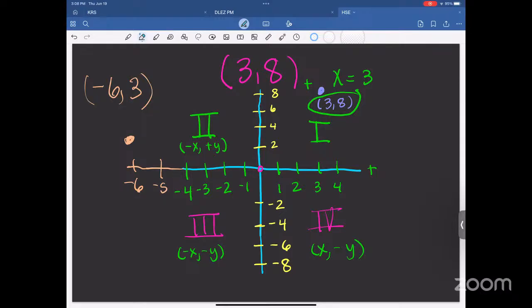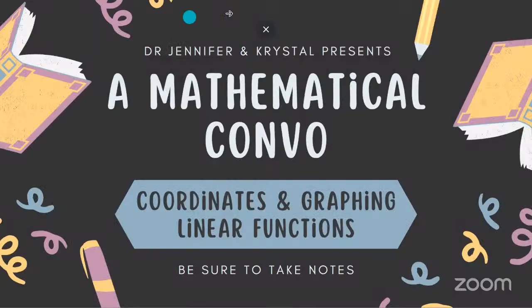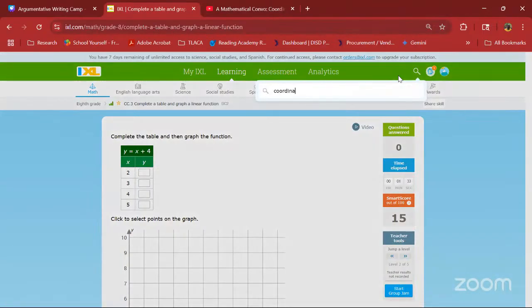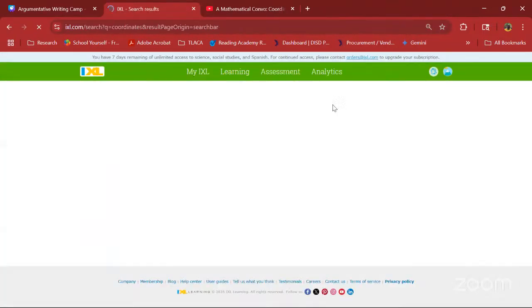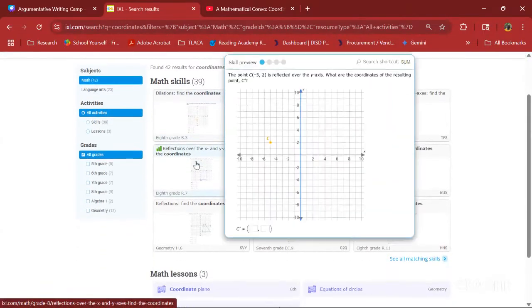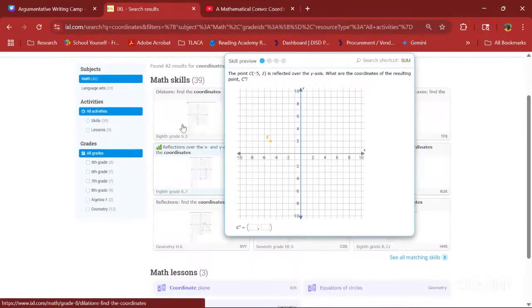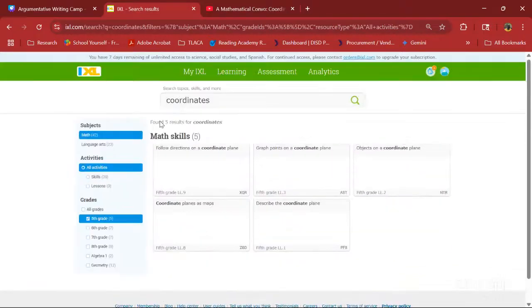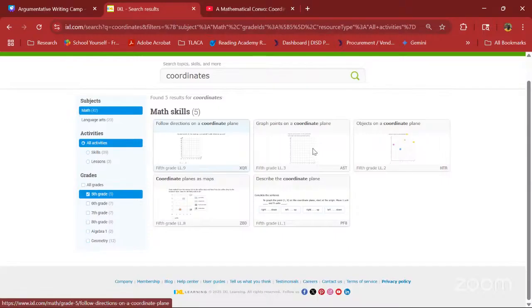Sure. All right. So we're going to hop on to IXL. And let's get to some practices here. This is graphing a linear equation, but we need to look at coordinates review. So I'm just going to type in coordinates into IXL. And like as I said before, it might show up in social studies. It could show up even in language arts. So let's see if we can find one that will give us a good review on how to graph coordinates.